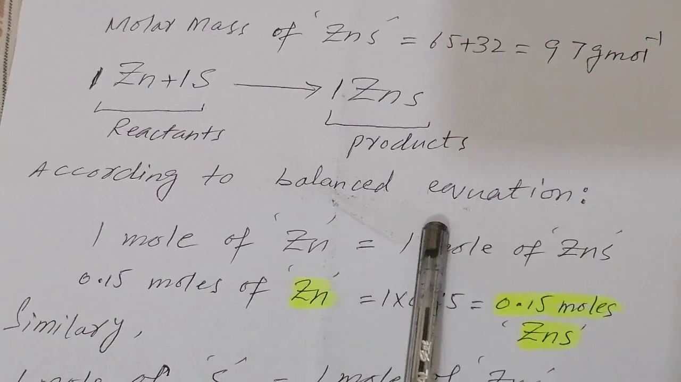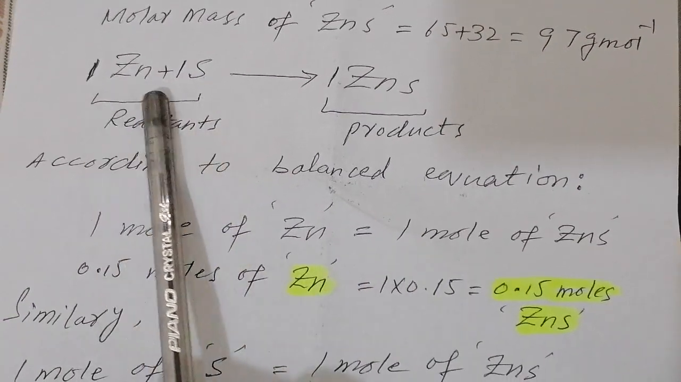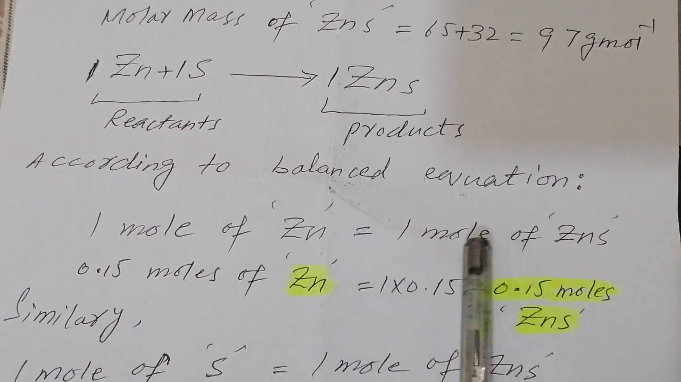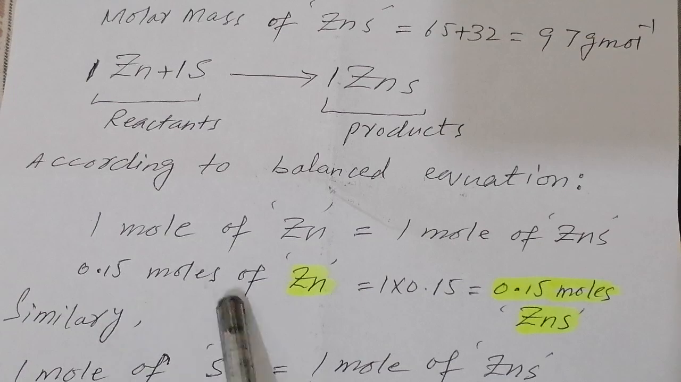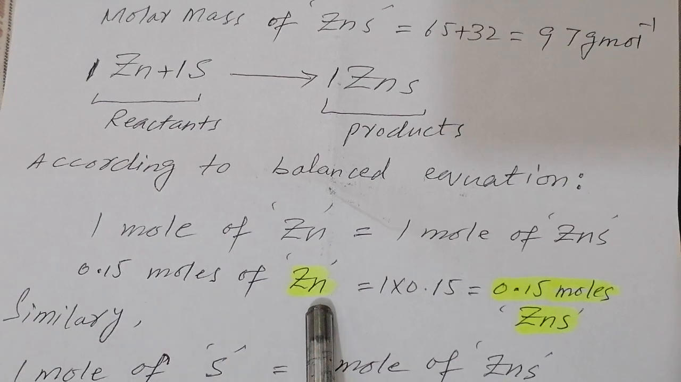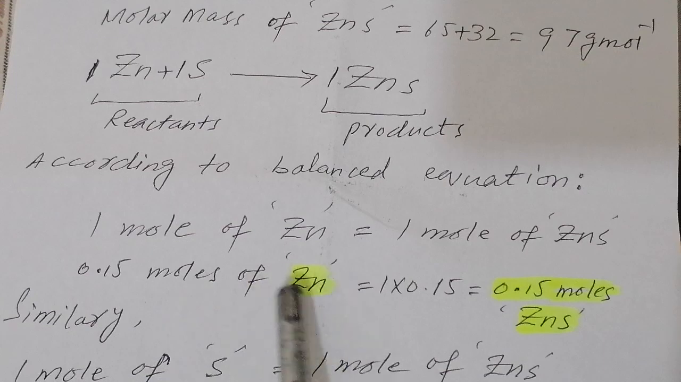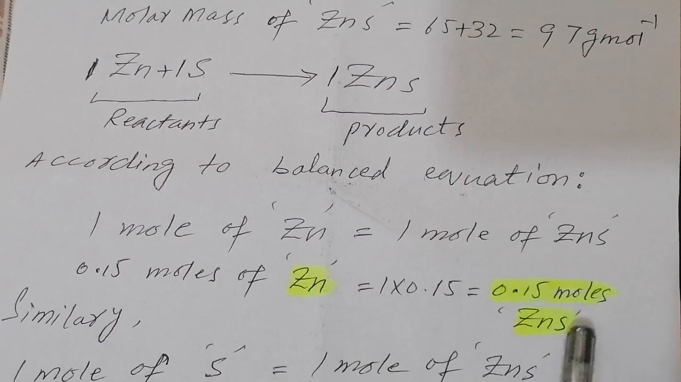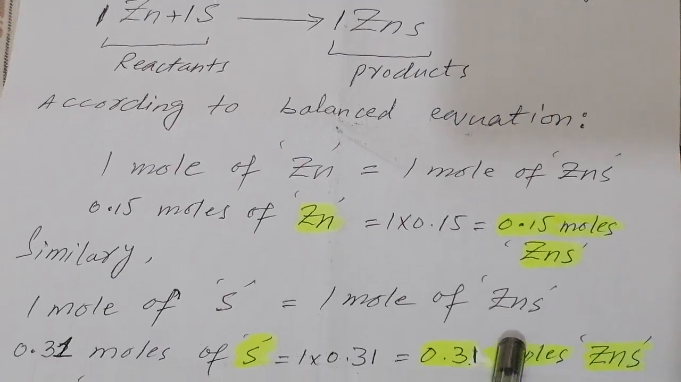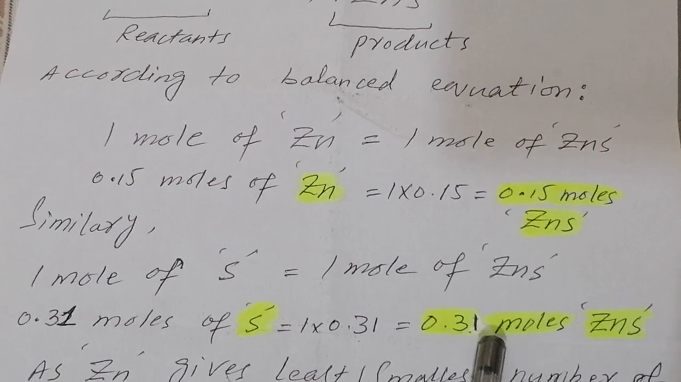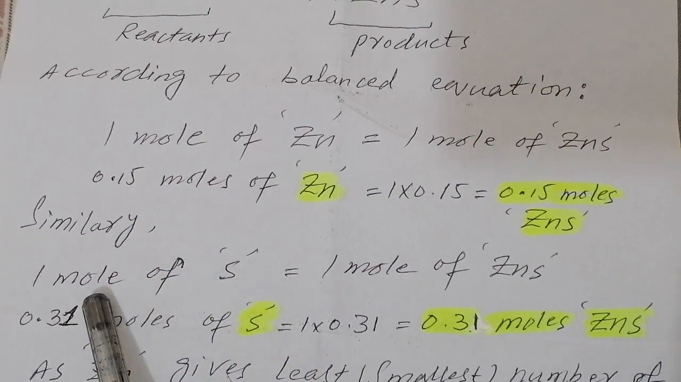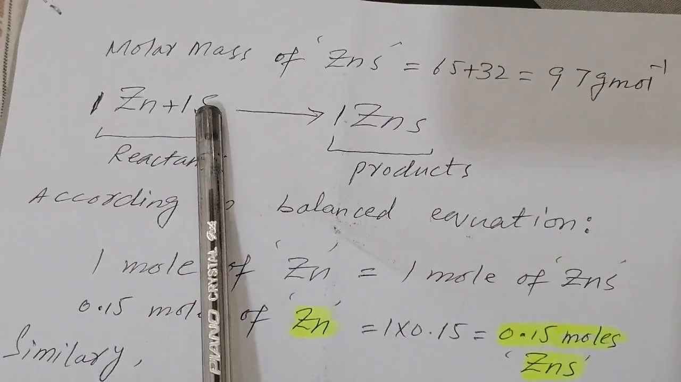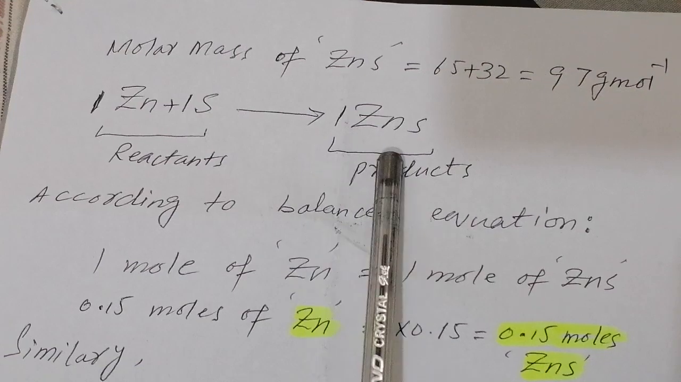So according to the balanced chemical equation, 1 mole of zinc produces 1 mole of zinc sulfide. And if we have 0.15 moles of zinc, which we have calculated on the previous page, it will be equal to 1 multiplied by 0.15, which is 0.15 moles of zinc sulfide. Similarly, we can calculate the number of moles of product from the sulfur. According to the equation, 1 mole of sulfur gives 1 mole of zinc sulfide. 1 mole of sulfur also produces 1 mole of zinc sulfide.